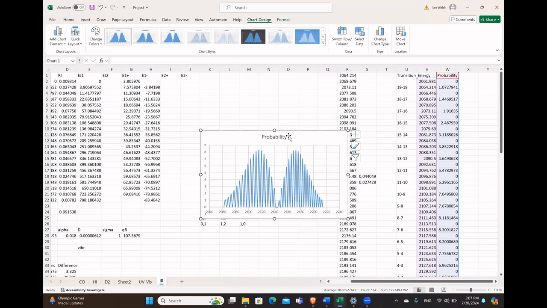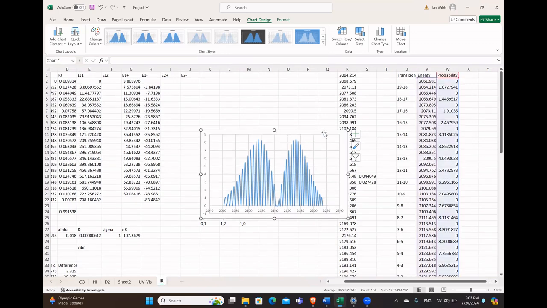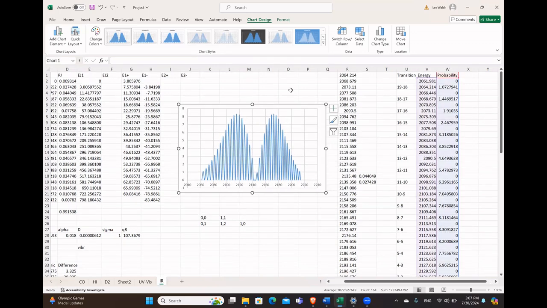This is exactly what an IR spectrum would look like. We see that we have peaks. The peaks get closer together as we get to higher energies and further apart as we get to lower energies. Again, this will be more apparent depending on your molecule, but this is a beautiful looking spectrum.